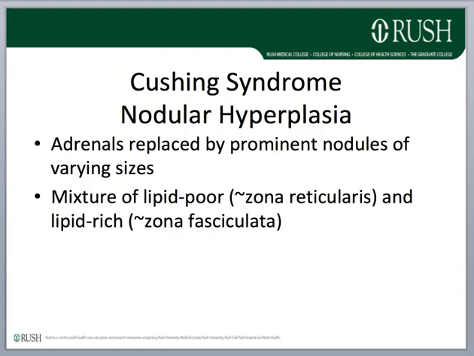They have a mixture of lipid-poor cells, which resemble the zona reticularis, and lipid-rich cells, which resemble the zona fasciculata. And then finally, Cushing's syndrome can also appear as a result of adenomas, which are benign proliferations of adrenal cortical cells, or adrenal cortical carcinoma, which is of course malignant.